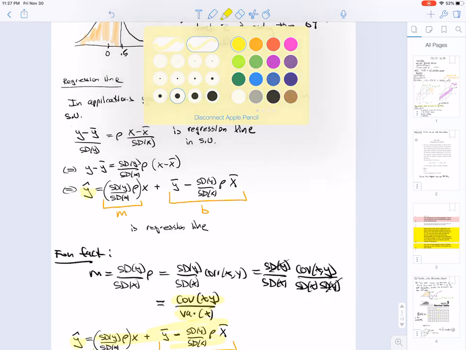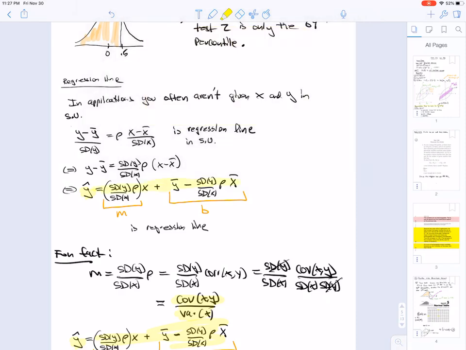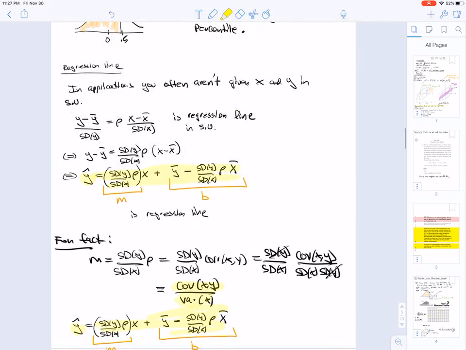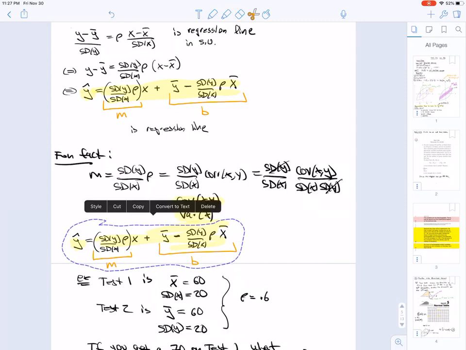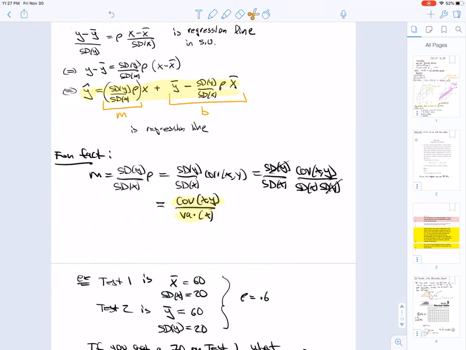So the y-intercept is what's shown here. And just a fun fact is that you can write the slope of the regression line as the covariance of xy over the variance of x.